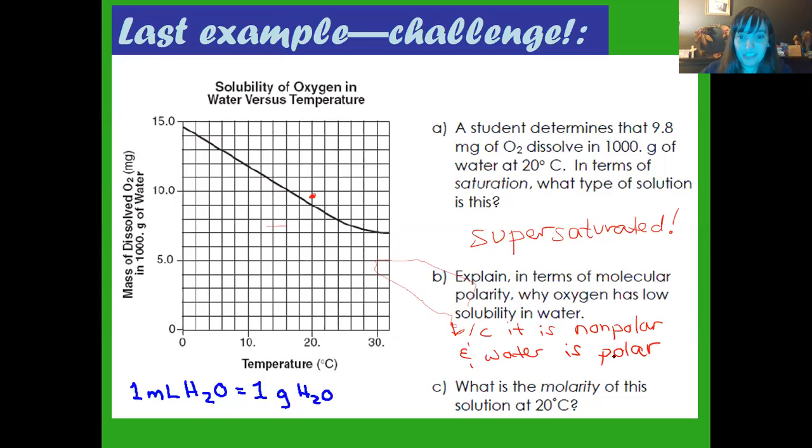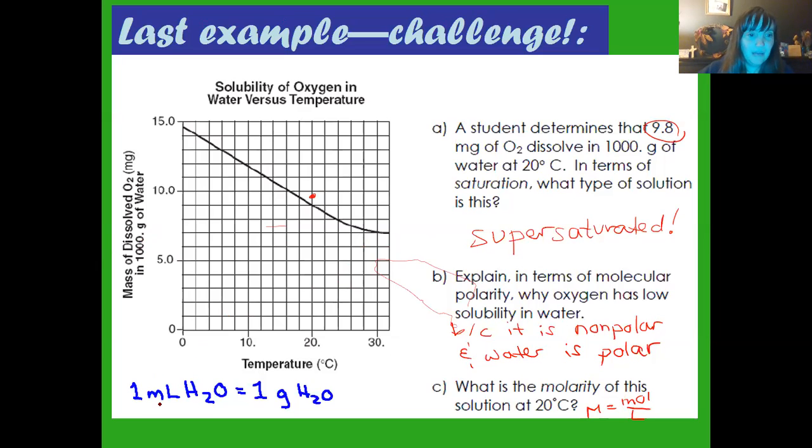Okay, last question is the hardest. What is the molarity of this solution at 20 degrees Celsius? All right, we know the equation is moles per liter, but we have neither moles nor liters. For O2, we've got milligrams. Up here, 9.8 milligrams is not moles. And for liters, we've actually got grams, it's dissolved in 1,000 grams of water.